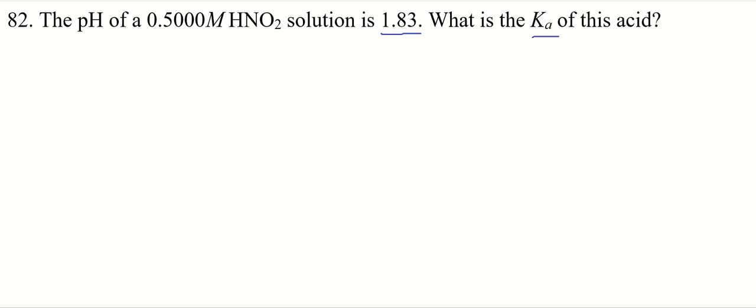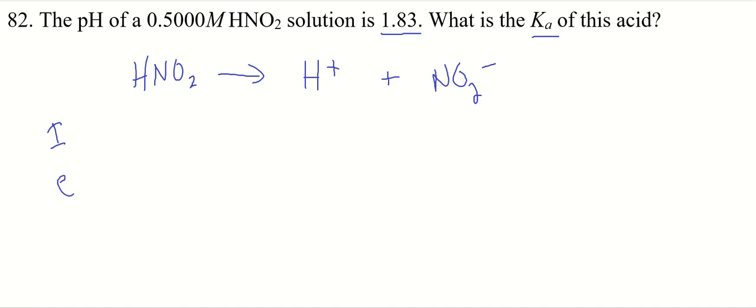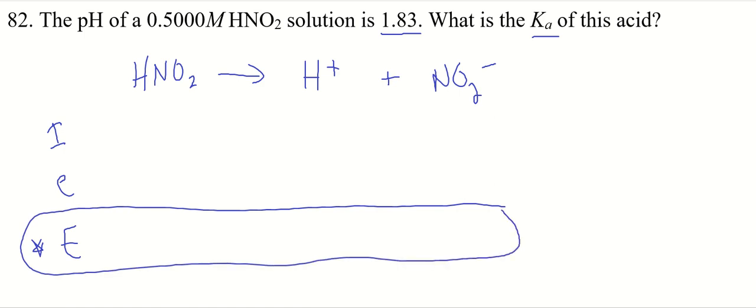So let's write this reaction. Nitrous acid is going to lose a proton, which is what acids do. So there's a hydrogen ion, and then it's going to form its conjugate base, which is the part that has lost the proton. And we'll set up an ICE chart, or an ICE box, and we do that because we need concentrations at equilibrium to solve for that equilibrium constant.